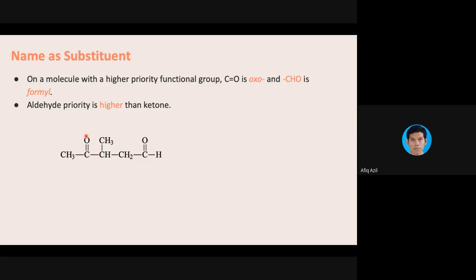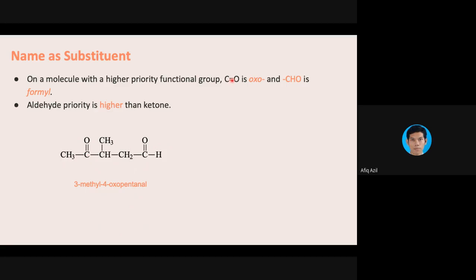And you also have these substituents, methyl, 3 methyl, and another one, 4 oxo. So the name will be 3 methyl 4 oxo pentanal. Okay, 3 methyl 4 oxo pentanal. Why pentanal? 5 carbon, with aldehyde having higher priority, so pentanal, and then 3 methyl, CH3 at carbon number 3, and then 4 oxo, C double bond O at position number 4.